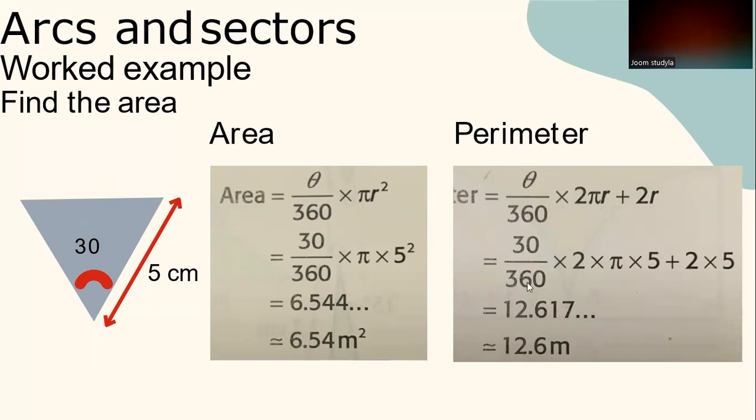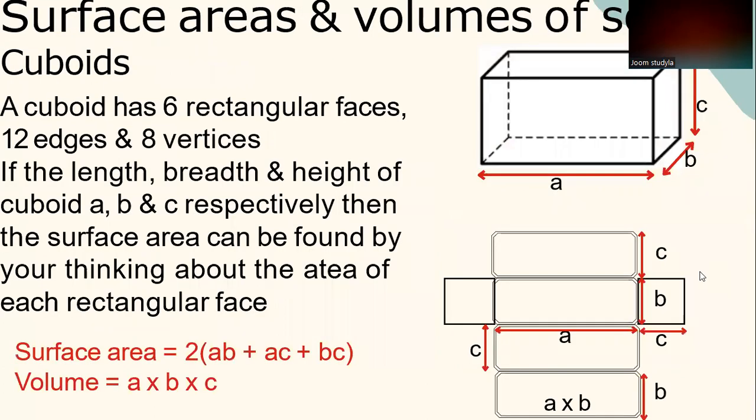Okay, so you replace the value: 30 over 360 multiplied by 2 times 3.142 times r, where r is 5, plus 2 times 5. Rounded to one decimal place, you might get about 12.6 meters. These are the samples to calculate arcs and sectors together with the formula.